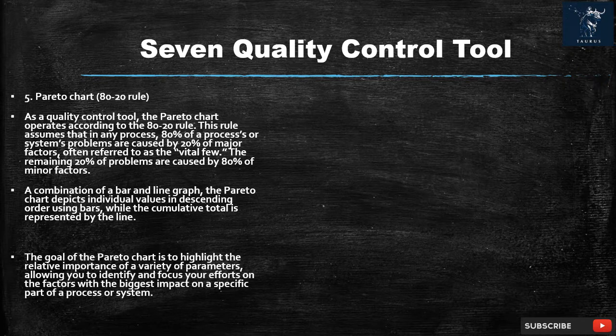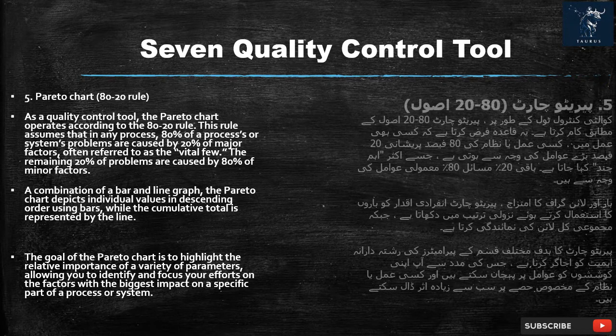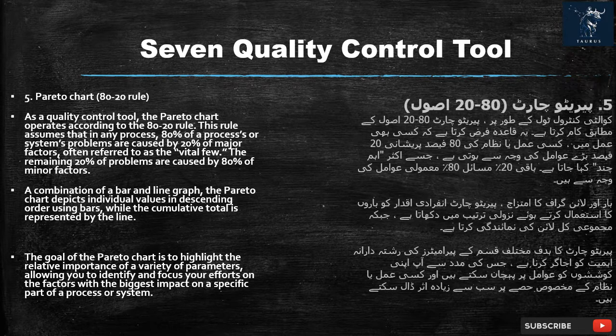A combination of a bar and line graph, the Pareto chart depicts individual values in descending order using bars, while the cumulative total is represented by the line. The goal of the Pareto chart is to highlight the relative importance of a variety of parameters, allowing you to identify and focus your efforts on the factors with the biggest impact on a specific part of the process or system.